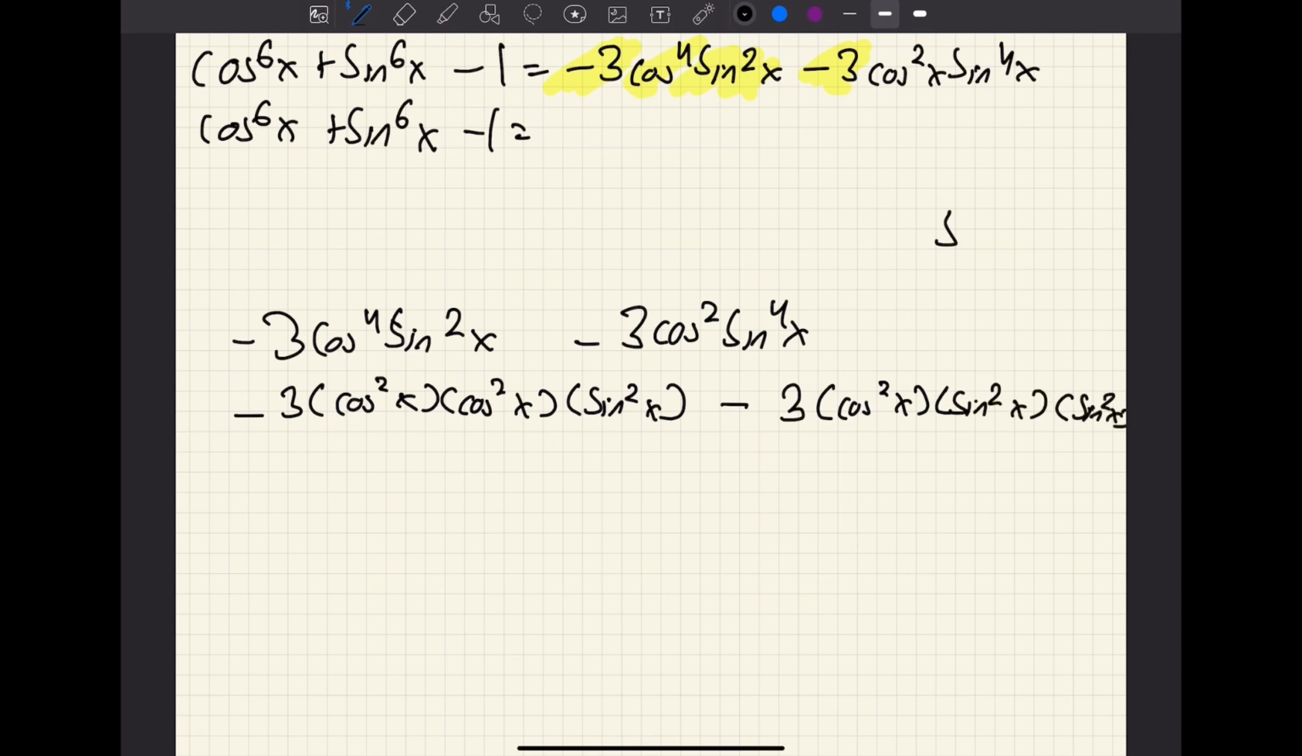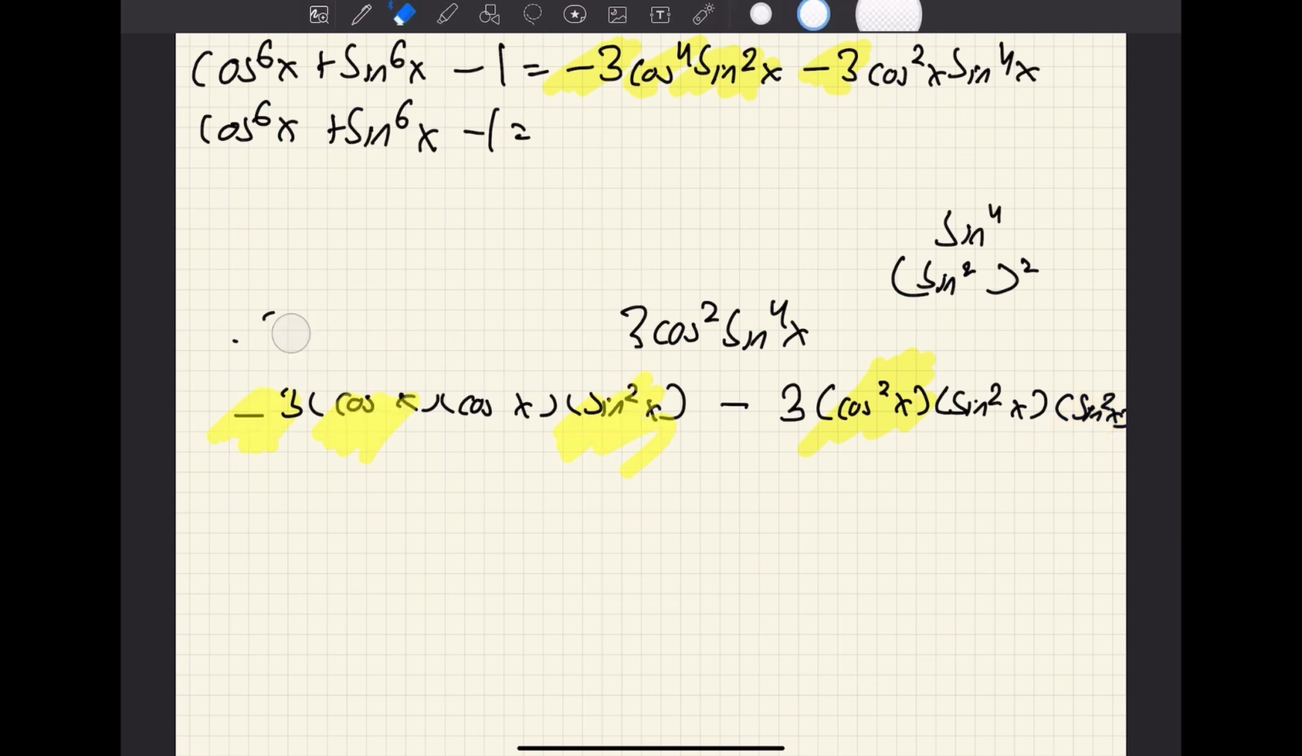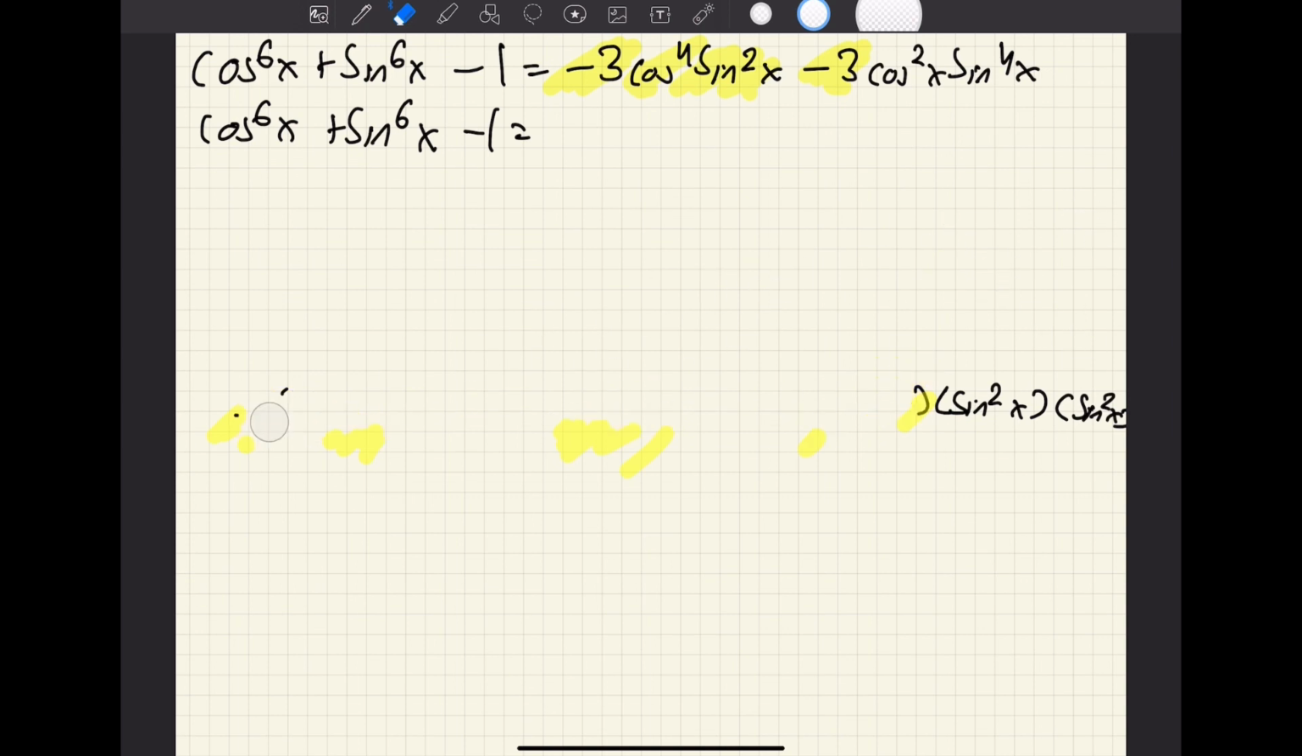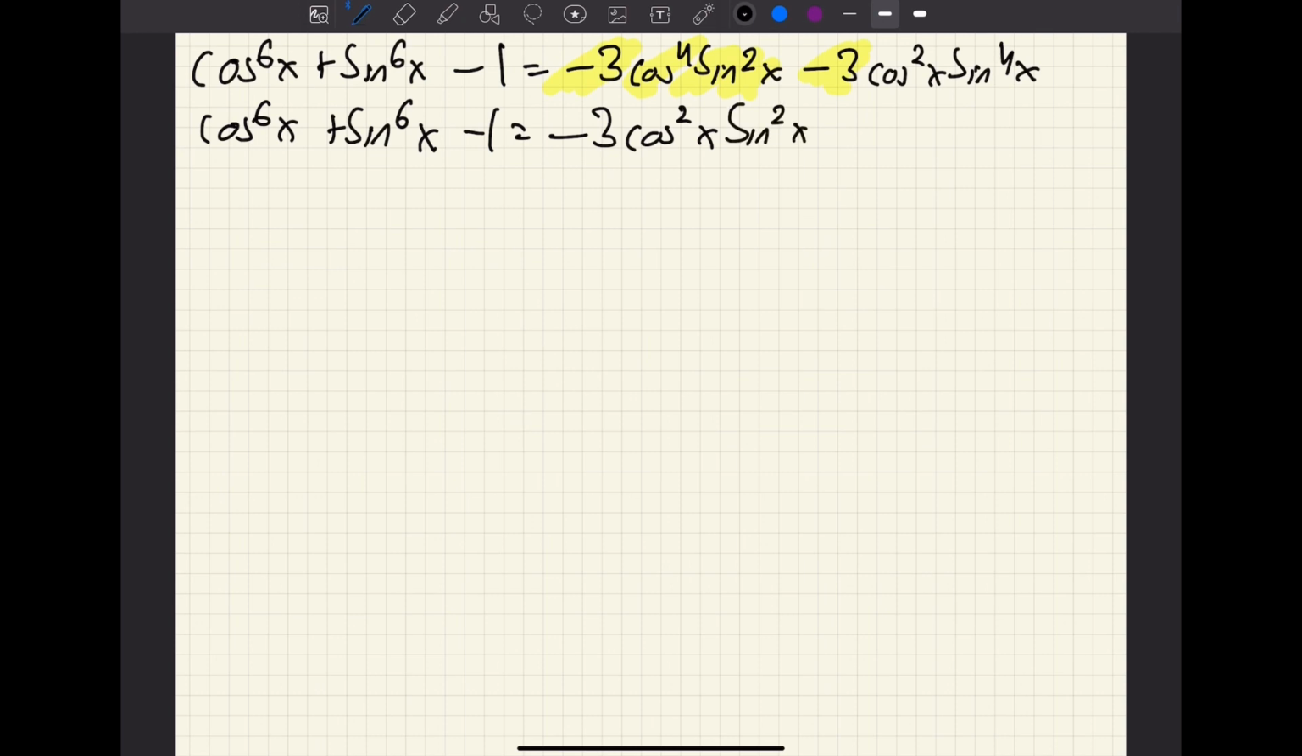And you can see, okay, sine to the power 4 is basically sine squared squared. And when you square something, you're multiplying with itself again. So what can you see that's common in these two terms? You can see not only is minus 3 common, but you can also see that cos square x and sine square x is common between these two terms. So let's just erase this and go back to the top. Okay, so we found out that minus 3 was common, cos square x was common, and sine square x was common.